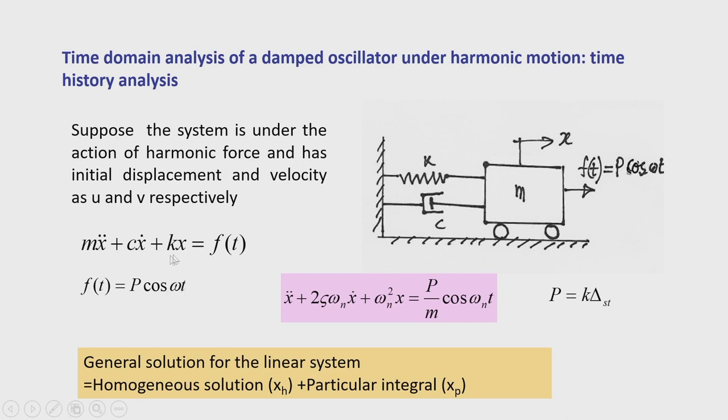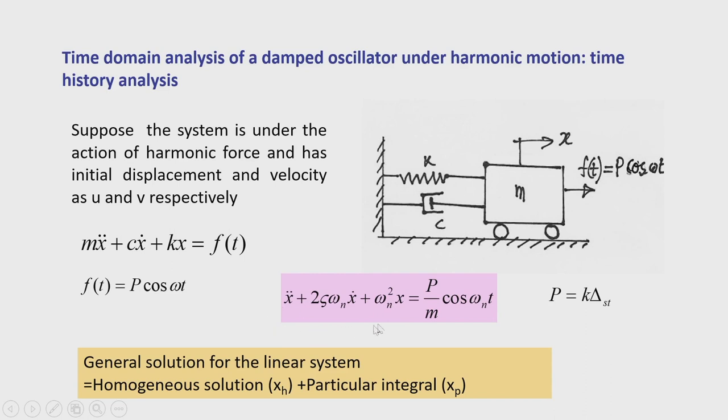So, substituting this f t here and then dividing both sides by m, we get x double dot plus 2 xi omega n into x dot plus omega n square x equal to p by m cos omega t, because c by m equal to 2 xi omega n. So, therefore, we get this term, and omega n square is nothing but k by m.